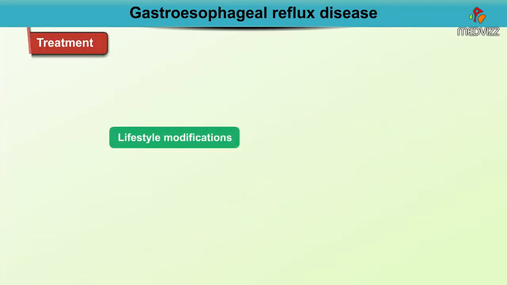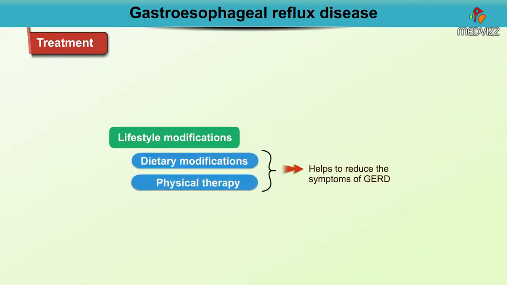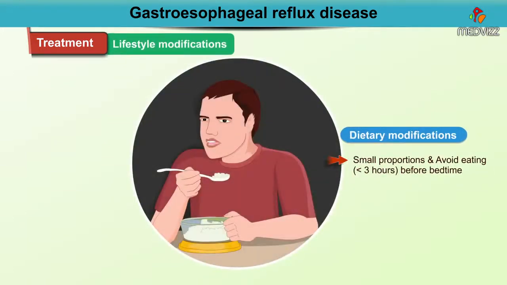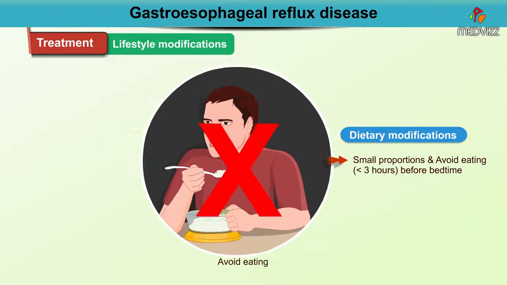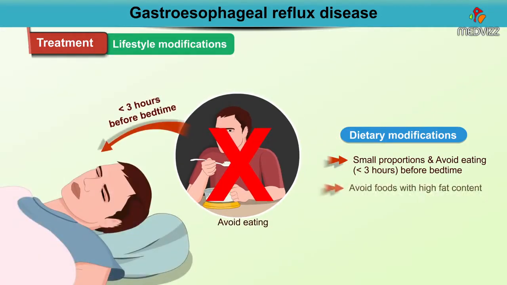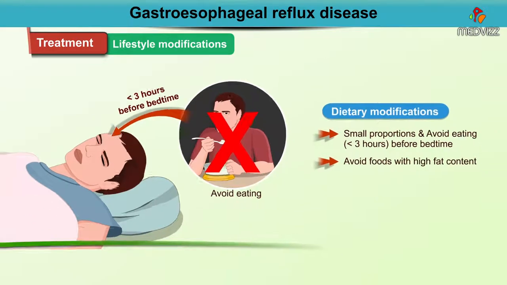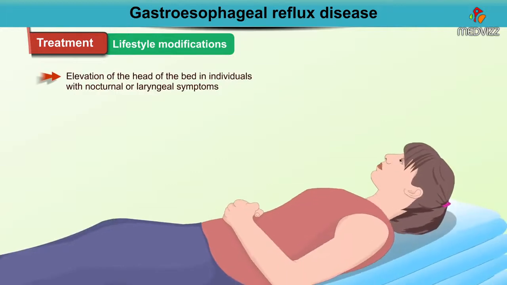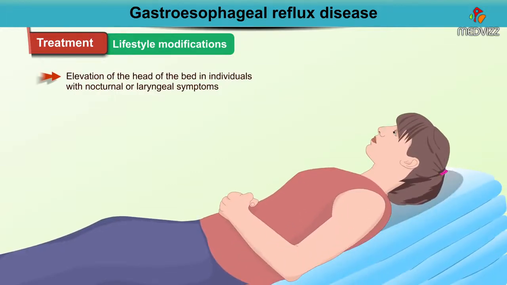Certain lifestyle modifications, including dietary modifications and physical therapy, can also help reduce the symptoms of GERD. Small proportions of food, avoiding eating less than 3 hours before bedtime, and avoiding foods with high fat content can help reduce the symptoms of GERD. Weight loss for patients with GERD who are overweight or have had recent weight gain, and elevation of the head of the bed in individuals with nocturnal or laryngeal symptoms can be helpful.